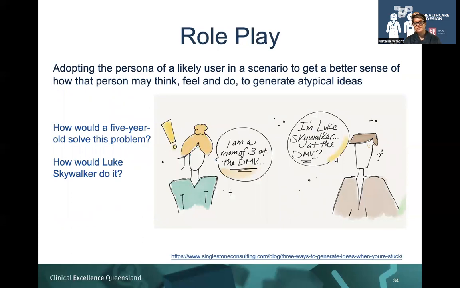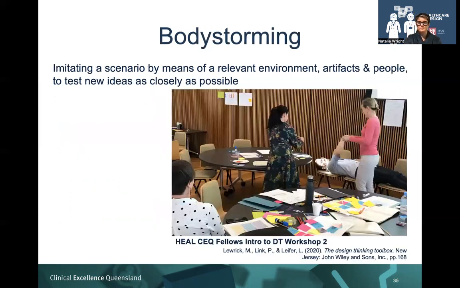Role play is also another great technique, which can be aligned to, say, the 6 thinking hats idea by Edward de Bono. And this is where you're adopting the persona of a user in a scenario to get a better sense of how that person may think, what they might do, how they might feel, in order to make that idea better. So how would a 5-year-old solve this problem? How would Luke Skywalker do it? So you can attribute a lot of different personas in this activity to really generate some awesome ideas.